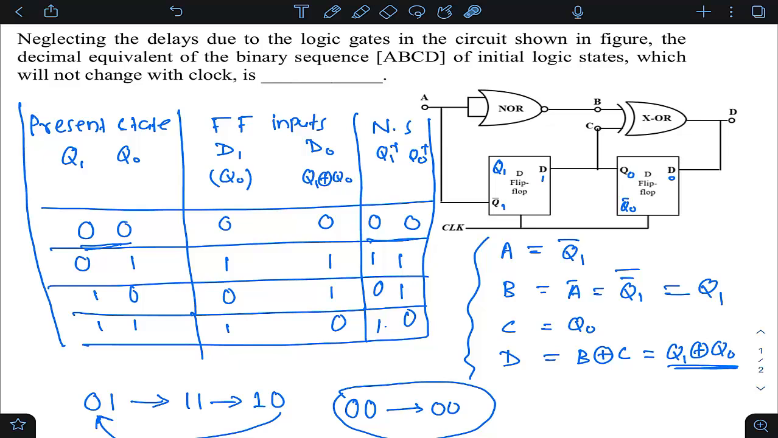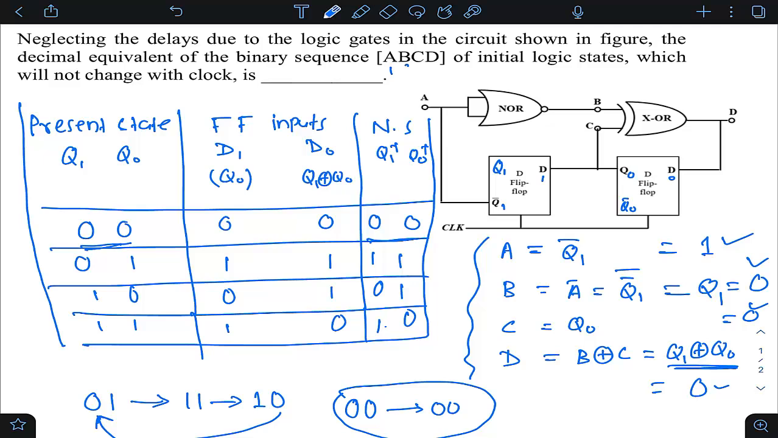We are taking 0, 0, because if it is 0, 0, then it remains the same. Q1, Q0 value 0, 0. So if Q1, Q0 is 0, 0, what are the values of ABCD? A equals Q1 bar, so 0 complement is 1. B equals Q1, and Q1 is 0. C equals Q0, and Q0 is 0. D equals Q1 XOR Q0, and 0 XOR 0 is 0. So A is 1, B is 0, C is 0, and D is 0.